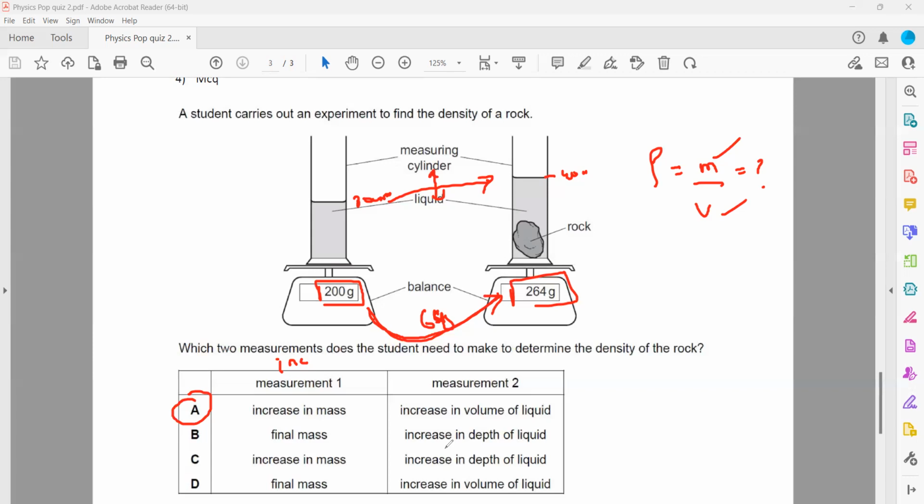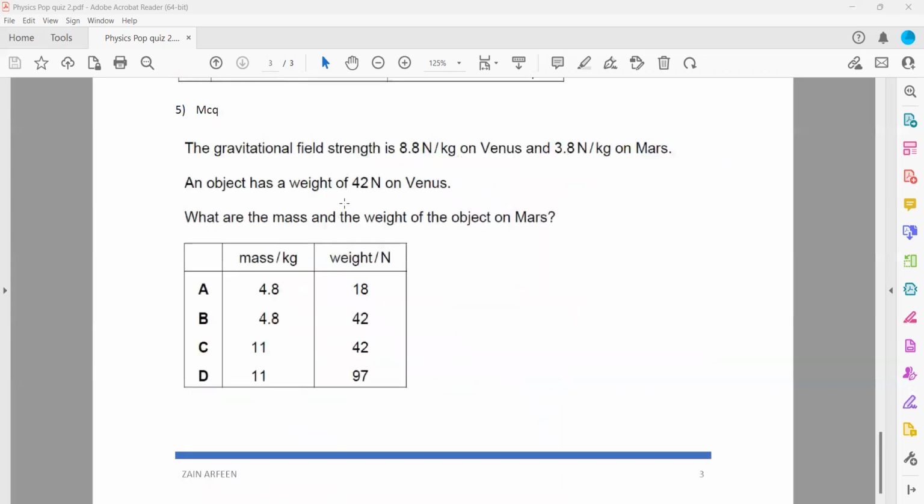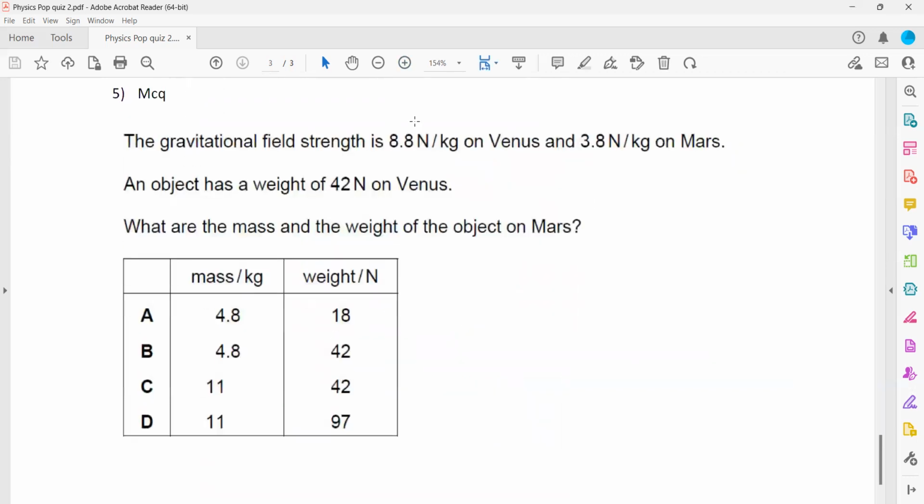The next one, the gravitational field strength is 8.8 Newton per kilogram on Venus and it is 3.8 Newton per kilogram on planet Mars. An object has a weight of 42 newtons on Venus. What are the mass and what will be the weight on Mars? So how can you work this out?